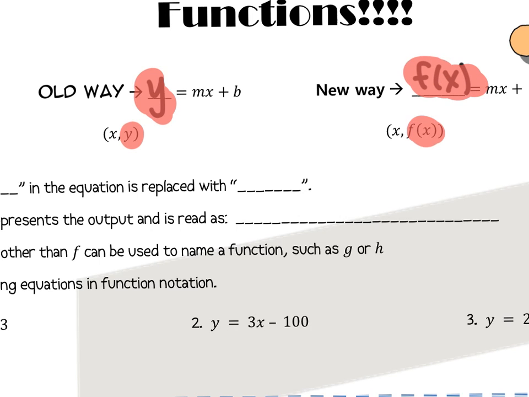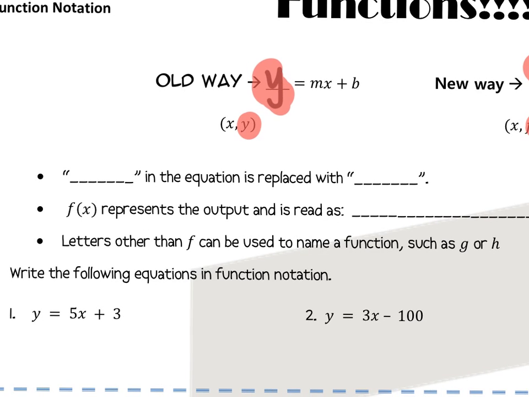So on our notes, we have a couple things to fill in. So we say that the y in the equation is replaced with f of x. And we read this as f of x. That's just how we say it. It's not f times x, it's f of x.